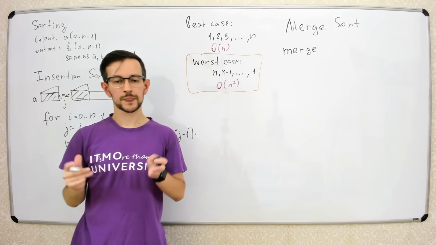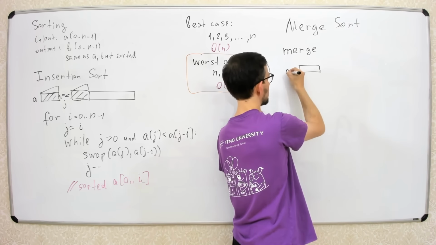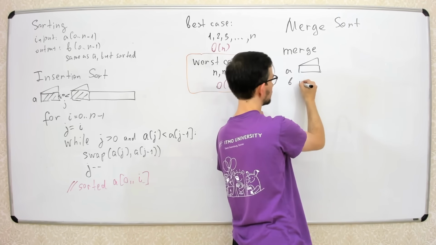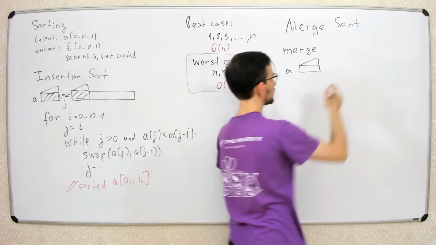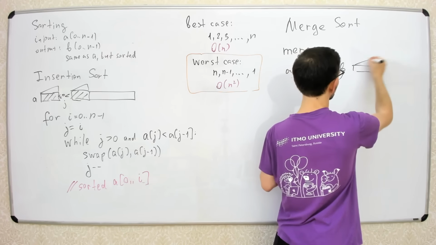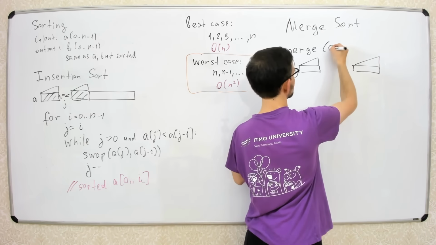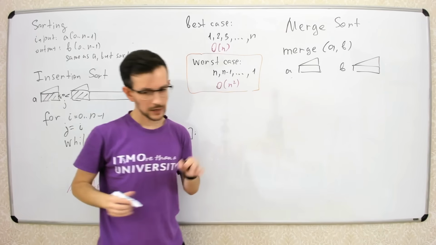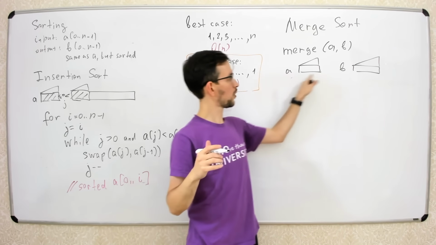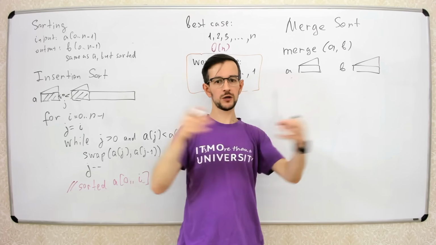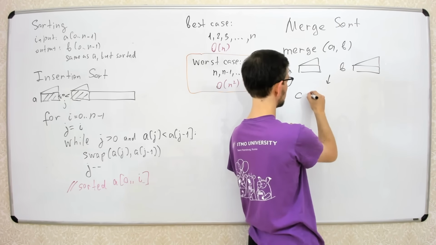The merge operation works like this. You have two sorted arrays. Let's make sorted array A and B. So you're given two sorted arrays, and it outputs the merged version of them. We take all elements of these arrays and merge them into one big sorted array. Let's say C.